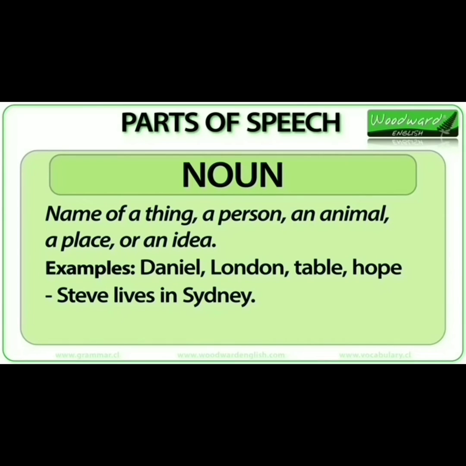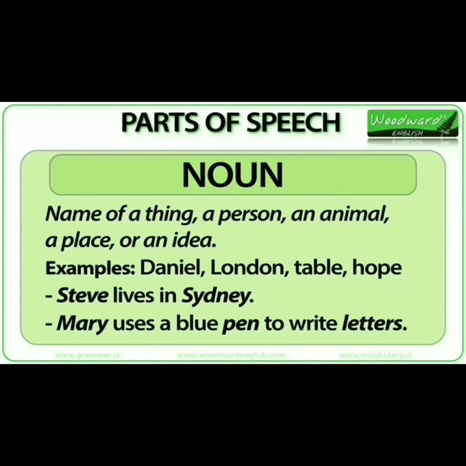Now, we take one example of a noun. Steve lives in Sydney. Now, in this sentence, you see what are nouns? Steve. Steve is the name of a person. Sydney. Sydney is the name of a place. So, Steve and Sydney are nouns.